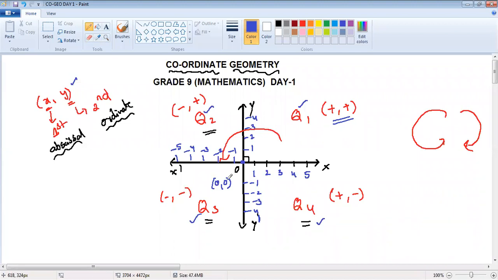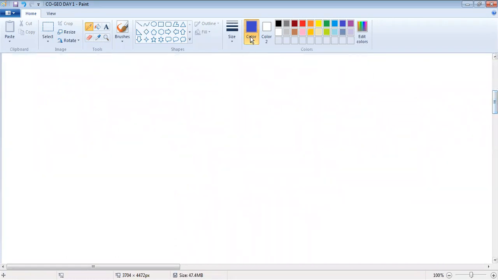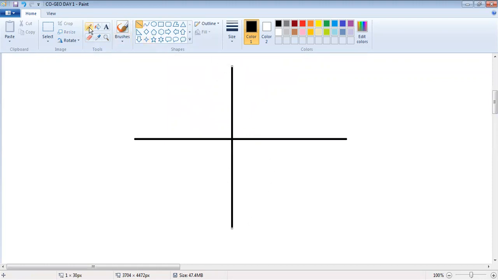Now, based on this system, the right angle system or Cartesian system, using this one, we can identify the point location. Okay, I'll tell you how. Let us take once again. Okay, we can locate them.